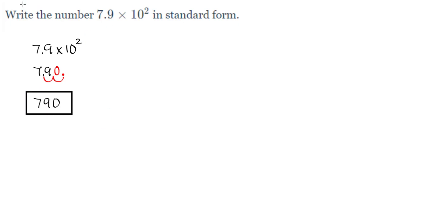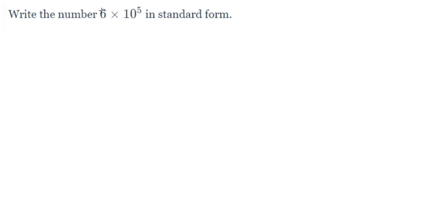So 790. Next one, we have 6 times 10 to the power of 5. I do want to give you a quick reminder that if you don't see the decimal, you could start by writing 6.0 times 10 to the power of 5. Just like that, $6 is still $6. The only difference in this problem is that we have an exponent of 5. Well, like I said, start with the original problem. Now I'm going to write 6.0.